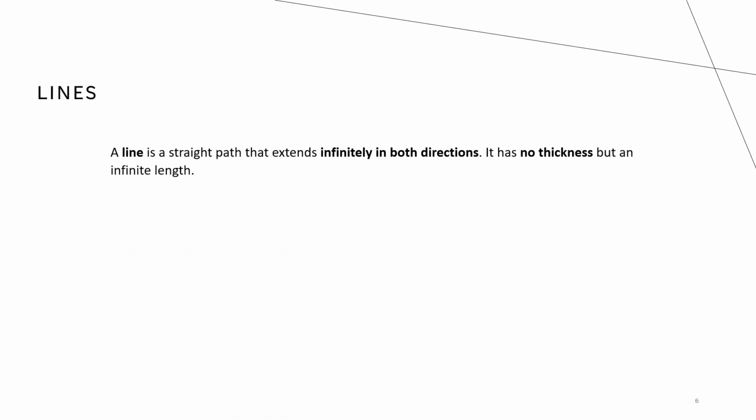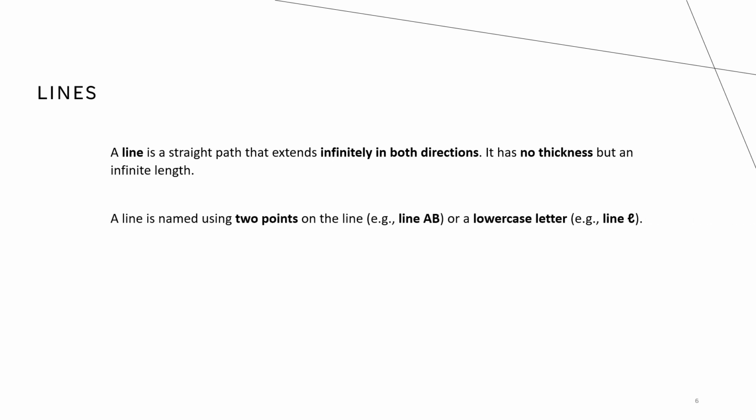A line is a straight path that extends infinitely in both directions. It has no thickness, but an infinite length. A line is named using 2 points on the line, for example, line AB, or a lowercase letter, for example, line L. This is the symbol we use to describe a line.